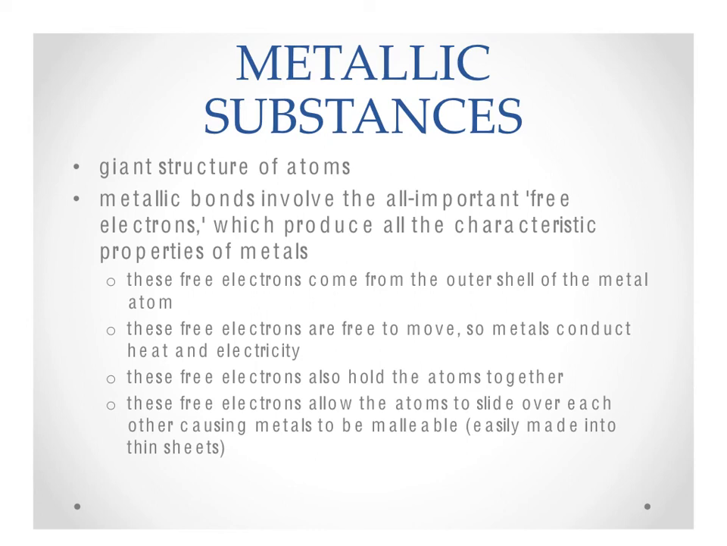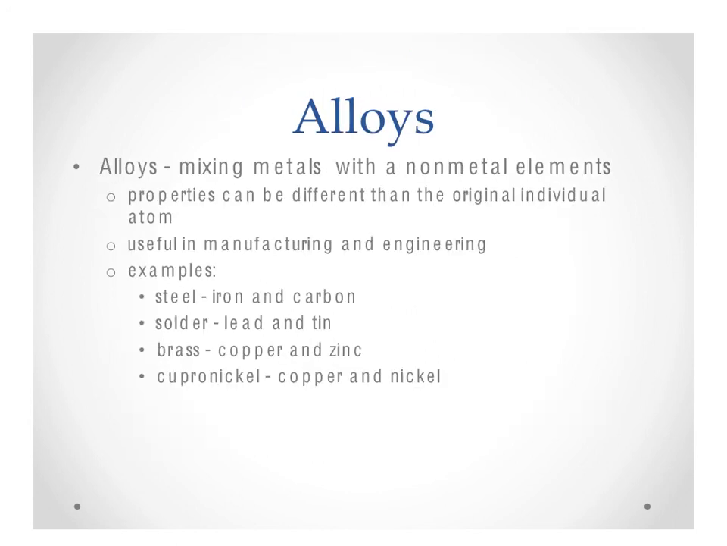and these free electrons allow the atoms to slide over each other, thereby causing the metal to be malleable or easily made into thin sheets. The metals tend to form alloys by mixing with another element, often a non-metal. This property can be different from the original individual atoms and is normally useful in manufacturing and engineering.